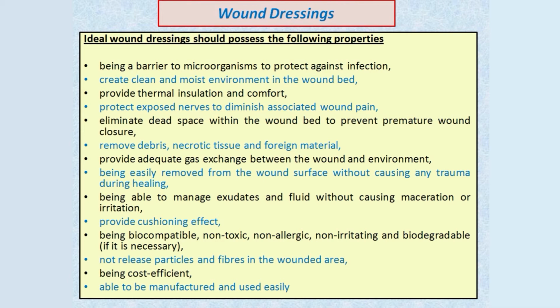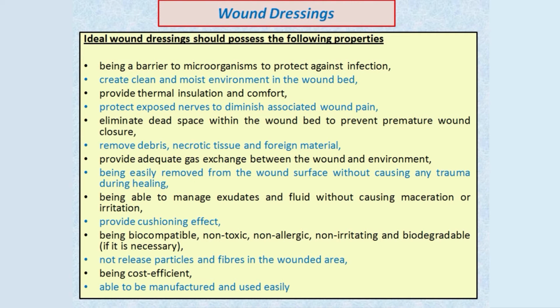For example, in that situation, we can change the polymer type we use during production to get this effect. For example, chitosan is a suitable material to diminish the wound pain in the wound area. And at the end, of course, we can get again a better cosmetic appearance. And they should eliminate dead space within the wound bed to prevent premature wound closure, remove debris, and provide adequate gas exchange between the wound and the environment.